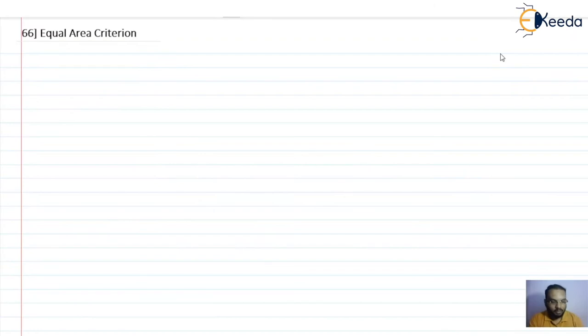So friends, in our previous lecture we have discussed the transient stability of the power system. There I told you that we don't have any general criteria to decide the transient stability of the power system, as the swing equation of the synchronous machine is a nonlinear differential equation. It is difficult to solve that nonlinear differential equation. So that is why we are not able to obtain the general criteria for the transient stability of the power system.